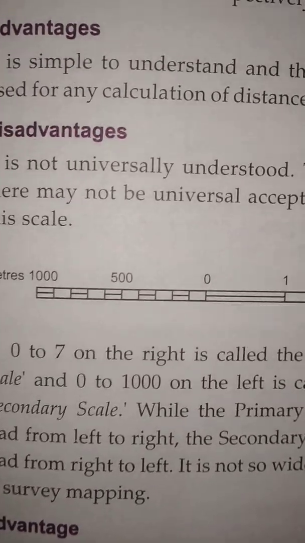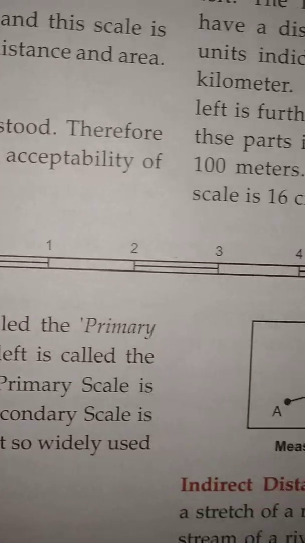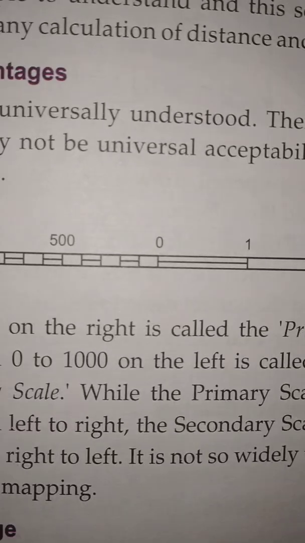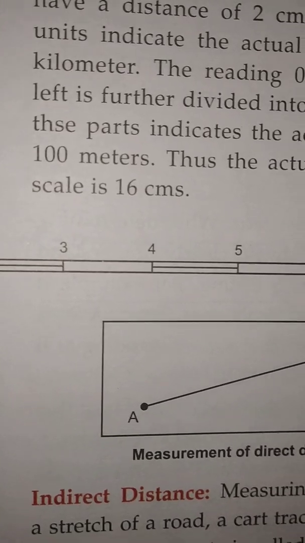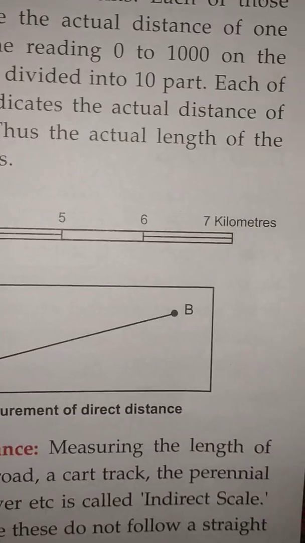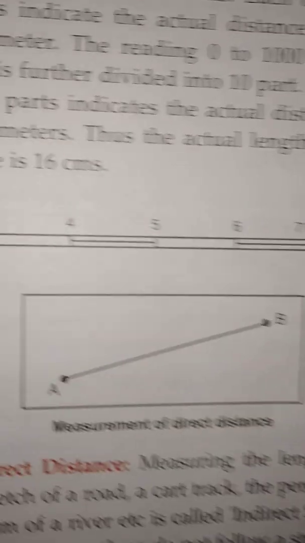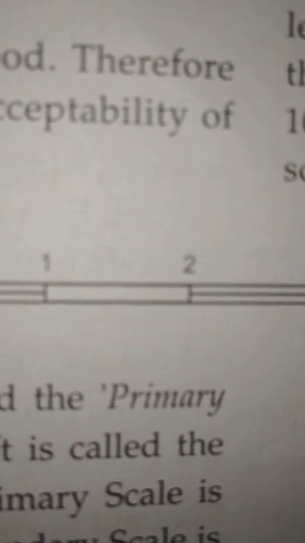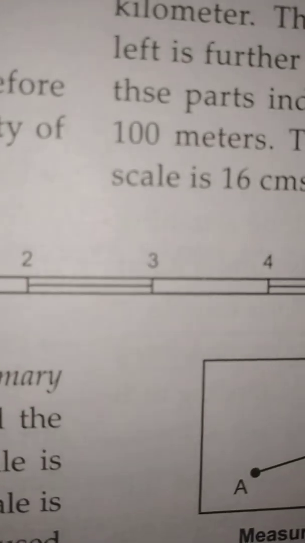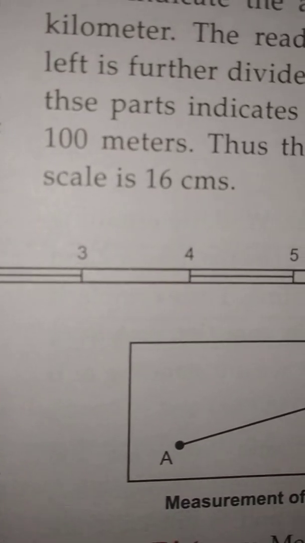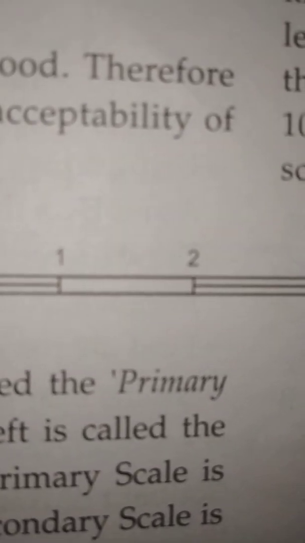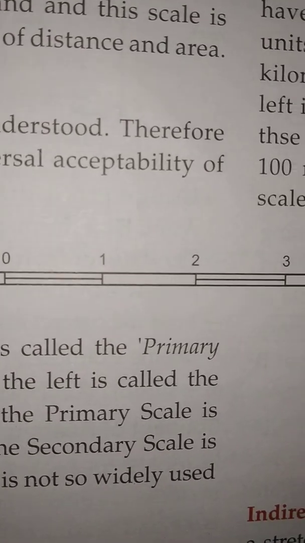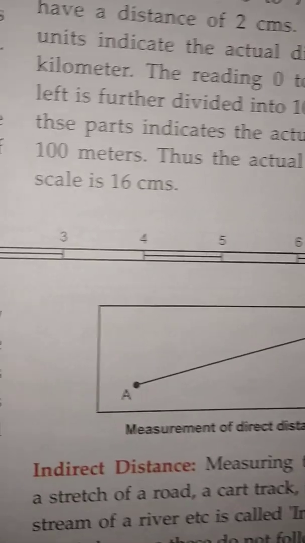You can see a line is drawn, and then it is divided. I will start from that 0. So 0 to 1, then 1 to 2, then 2 to 3, 3 to 4, 4 to 5, 5 to 6, and then 6 to 7. That means it is in kilometer. This division 1 to 2 is equal to 1 kilometer, and 2 to 3 is also equal to 1 kilometer. So this gap is of 1 kilometer. 7 divisions are there, so we can call it 7 kilometers.